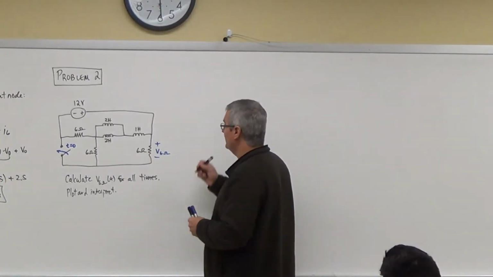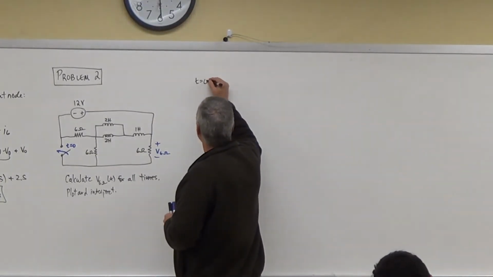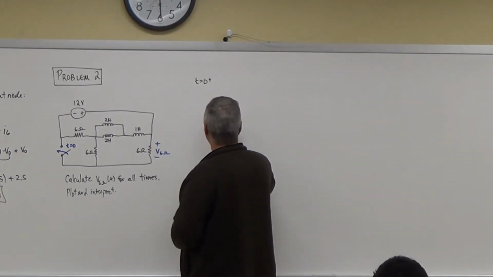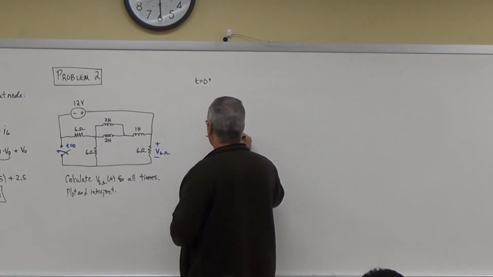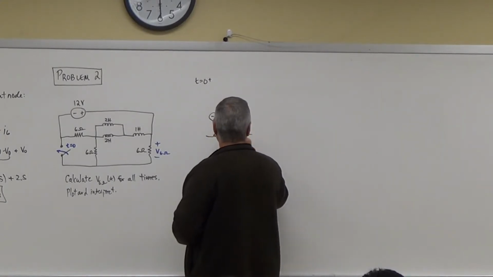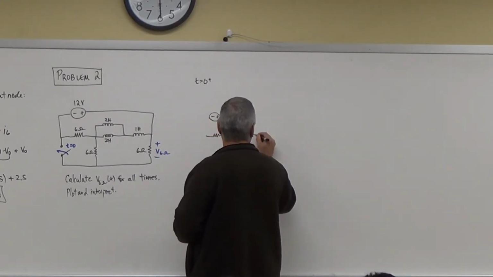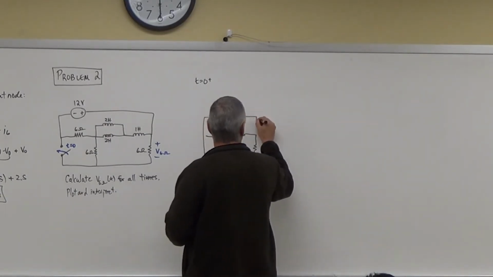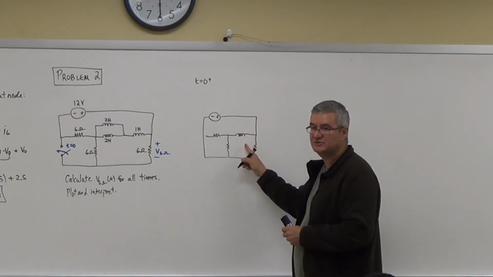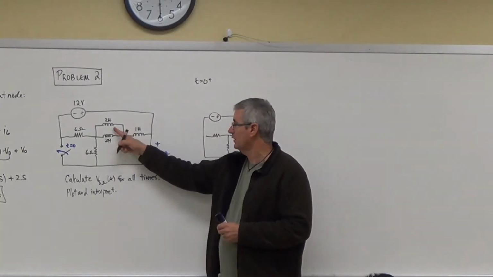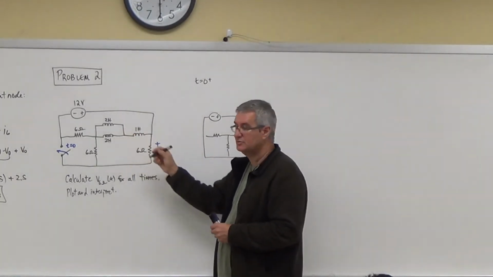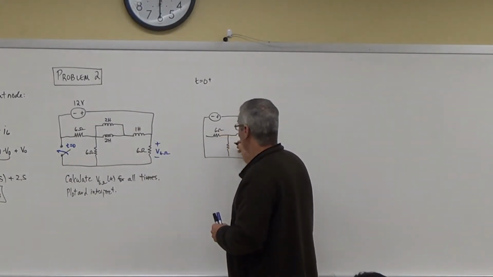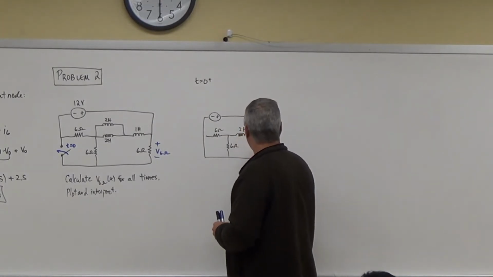So if I look at t equal to 0 plus, I have what? I have this. And then I'm going to reduce that to 1 resistor or inductor here. So that's what? That's 1. 1 plus 1 is 2. So I get a 2 Henry. I get a 6 ohm.